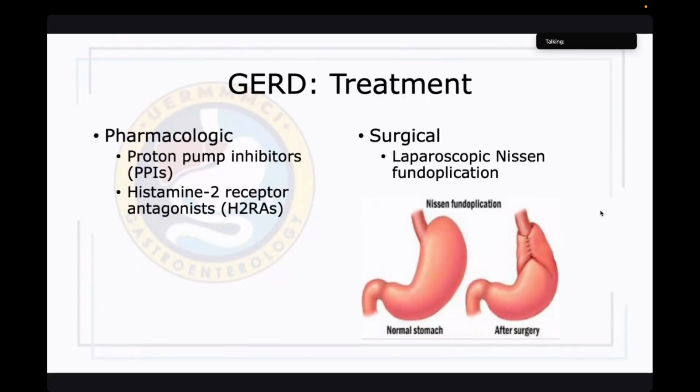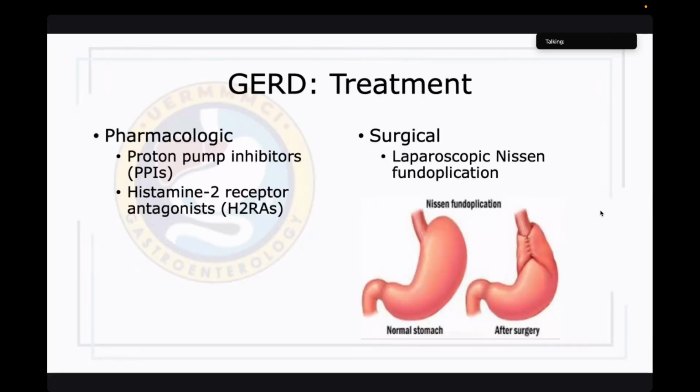The mainstay is proton pump inhibitors. So PPIs, this has been mentioned several times already, and you will keep hearing a lot more about this as we go on with this lecture. Examples are omeprazole, esomeprazole, pantoprazole.